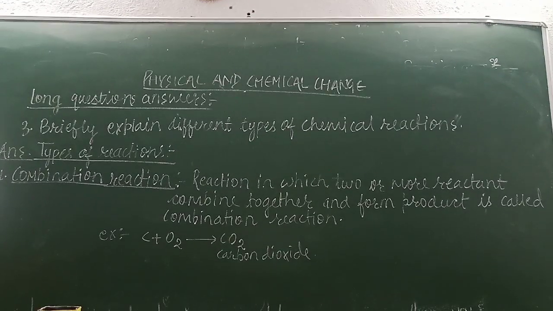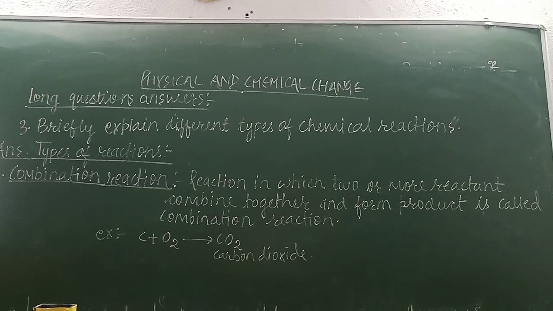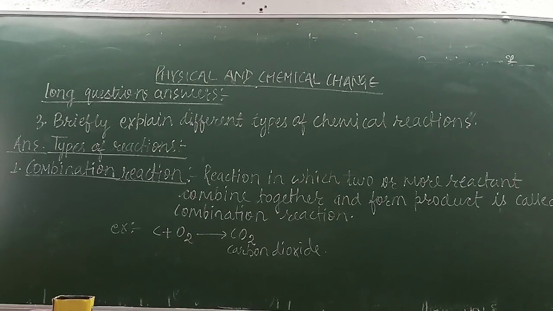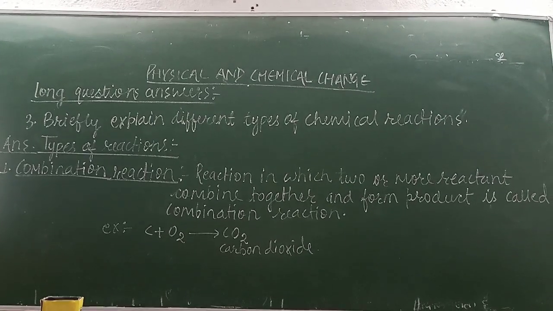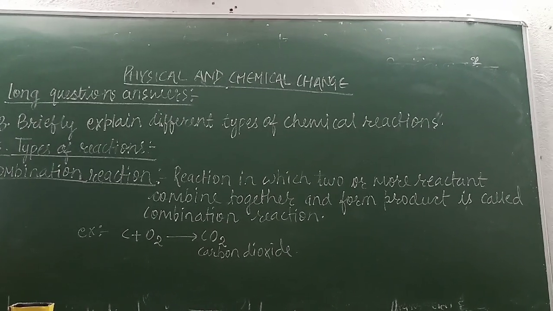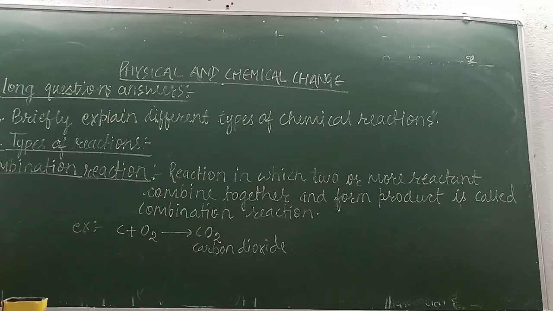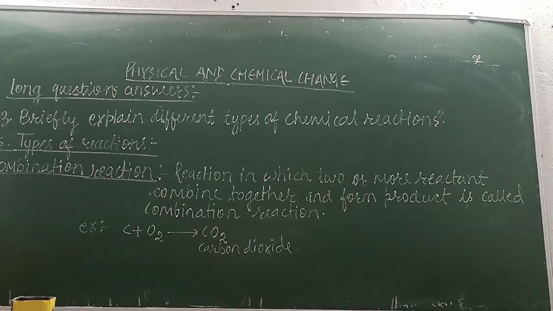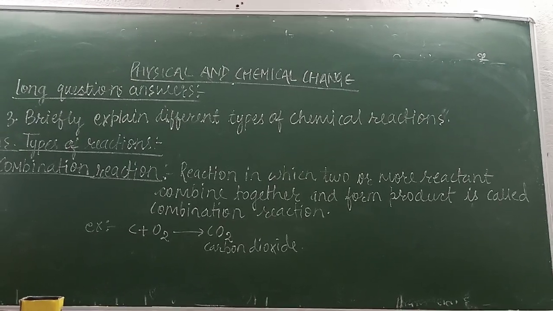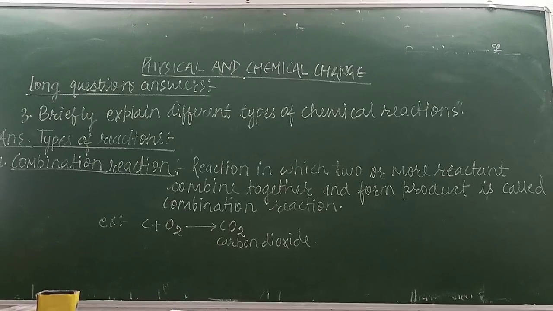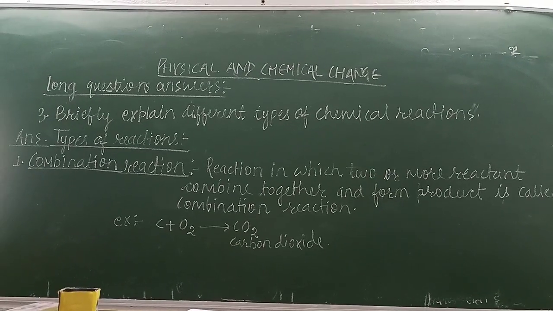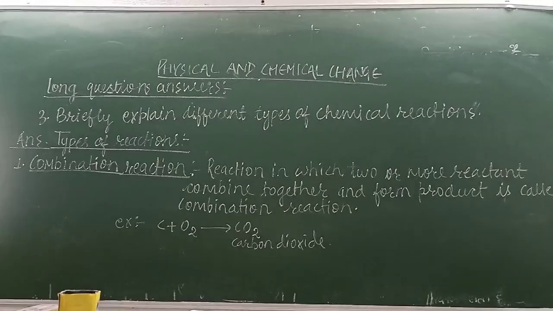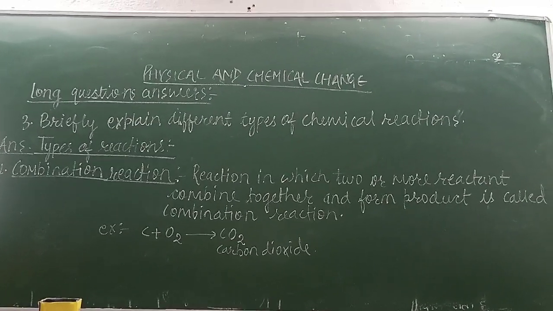Now question number 3 is briefly explain different types of chemical reaction. So number 1 is combination reaction. So what is combination reaction? A reaction in which two or more reactants or substances combine together and form a product is known as combination reaction. Example, when carbon burns in presence of oxygen, it forms carbon dioxide. So this one is the example of combination reaction.